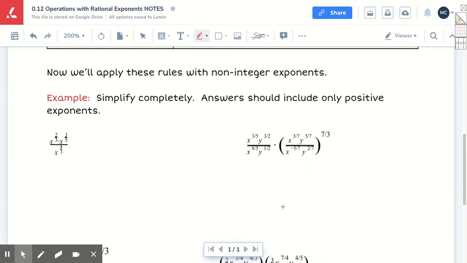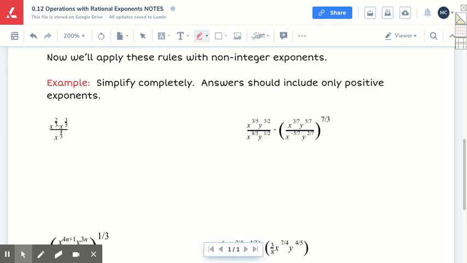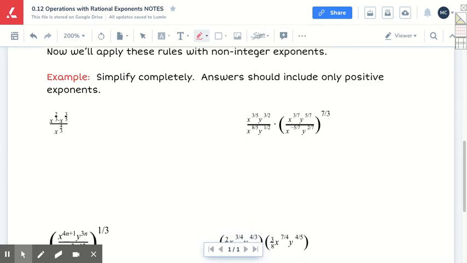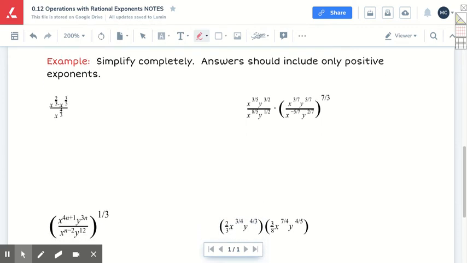Alrighty, so now we're going to apply these rules to non-integer exponents. So our exponents are going to be rational numbers or fractions. We're going to simplify completely, and the answer should only include positive exponents for all of these.